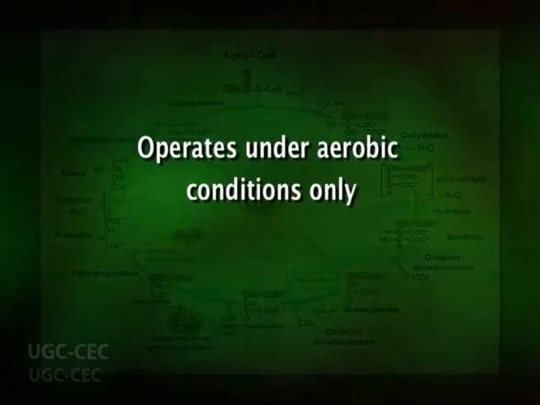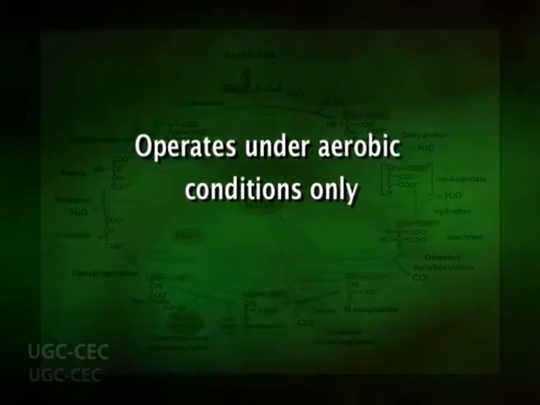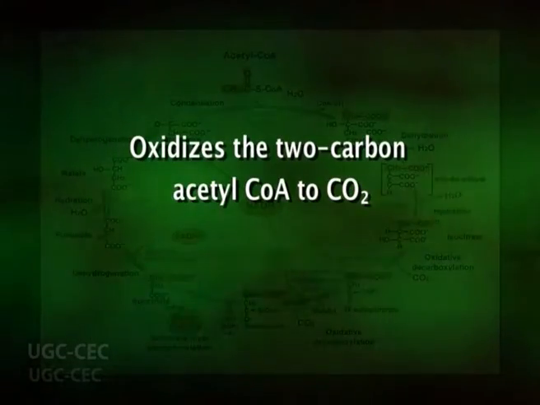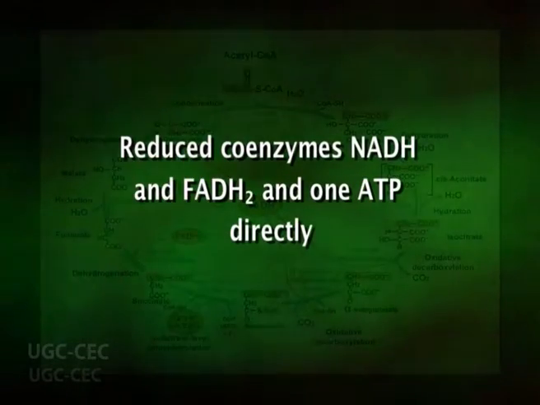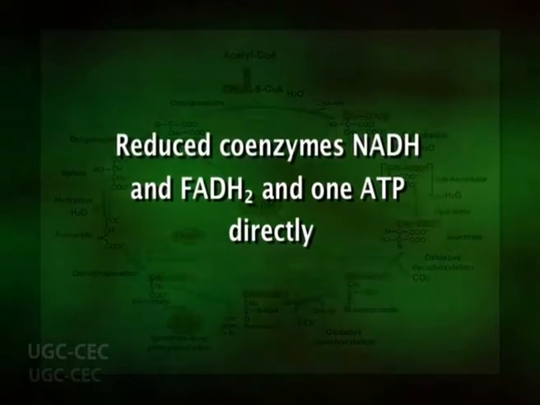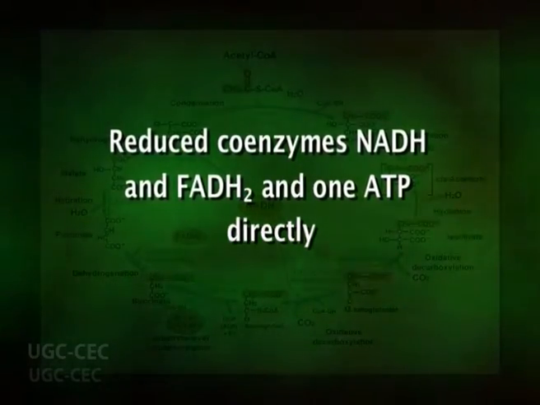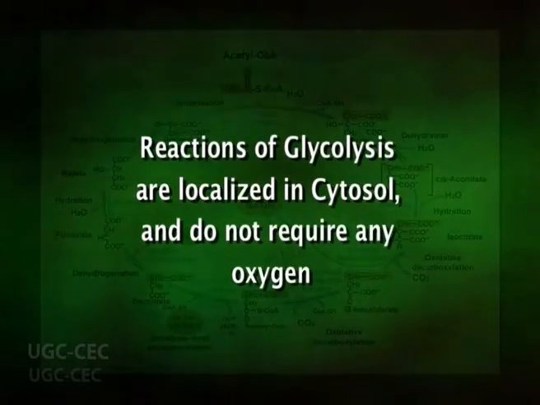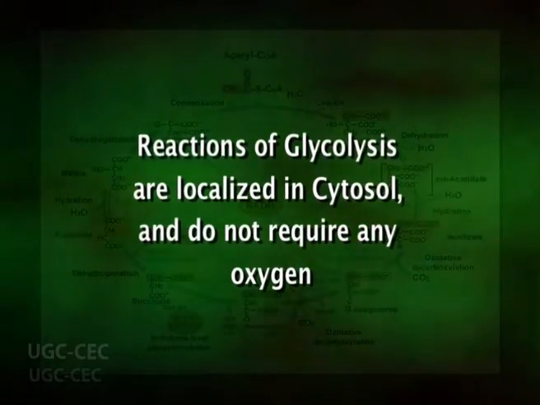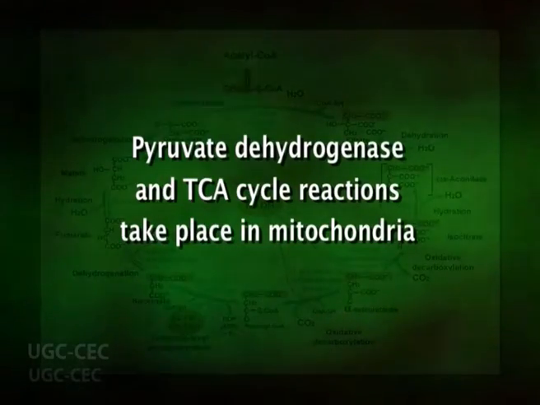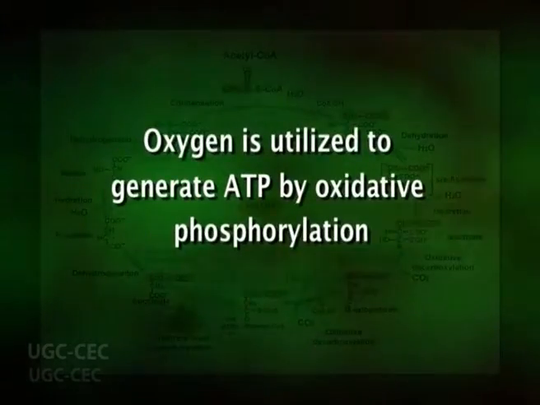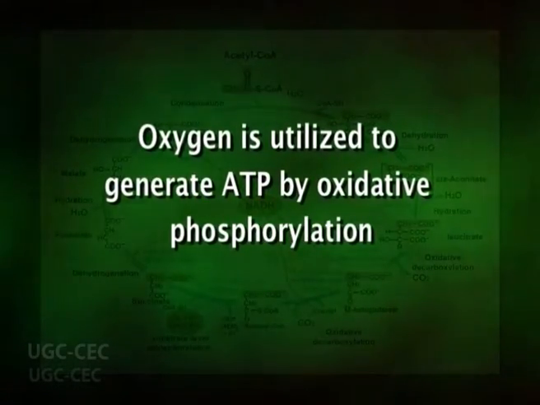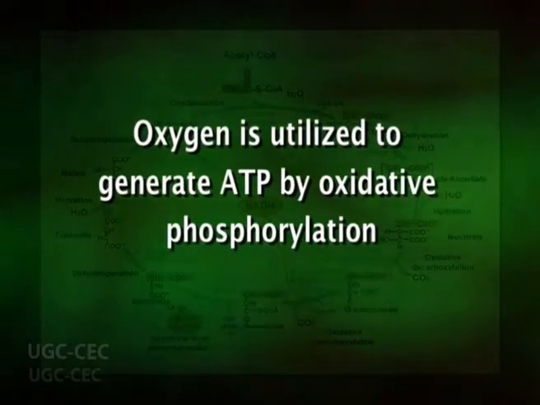The TCA cycle operates under aerobic conditions only, oxidizes 2-carbon acetyl coenzyme A to carbon dioxide, and produces reduced coenzymes NADH and FADH2 and 1 ATP directly. Reactions of glycolysis are localized in the cytosol and do not require any oxygen, whereas pyruvate dehydrogenase and TCA cycle reactions take place in mitochondria, where oxygen is utilized to generate ATP by oxidative phosphorylation.